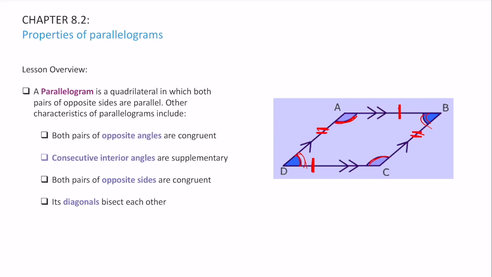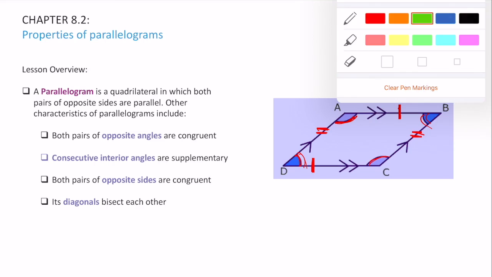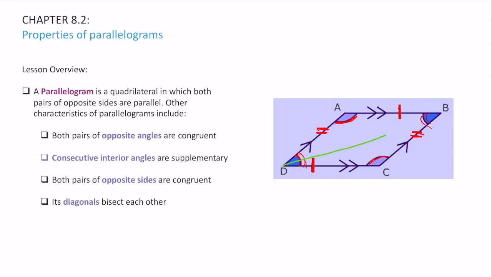And the diagonals, so let me change the color real quick. If I drew both diagonals, one from there to there, and one from there to there, they cut each other in half. So that's cut in half, and that's cut in half. So the point where they intersect will be the midpoint of both of the diagonals. So we're going to go through, prove that, and apply it a little bit.